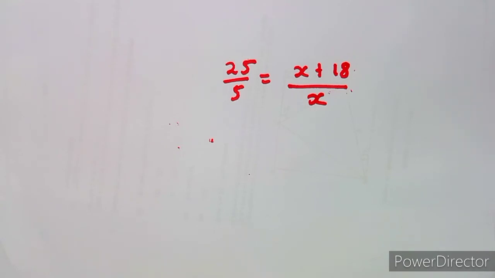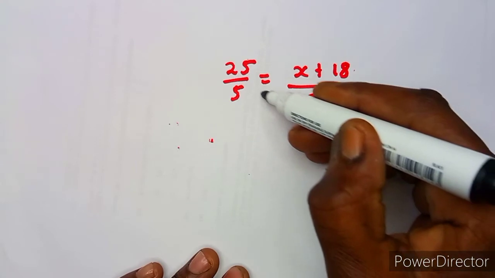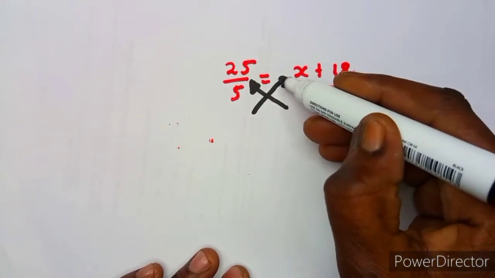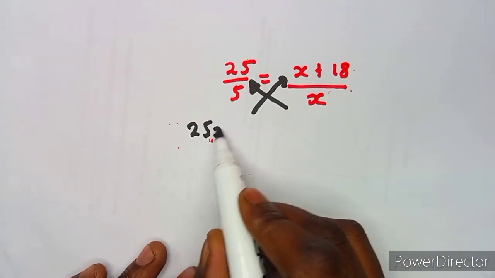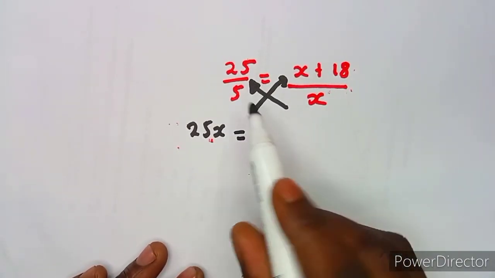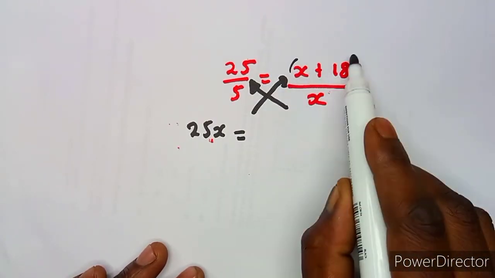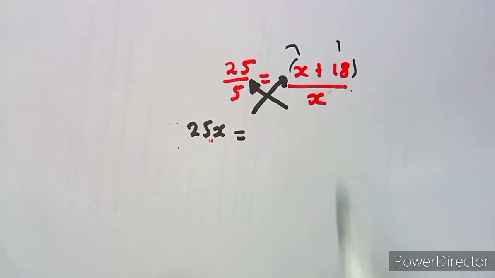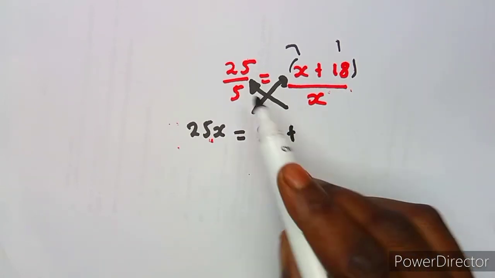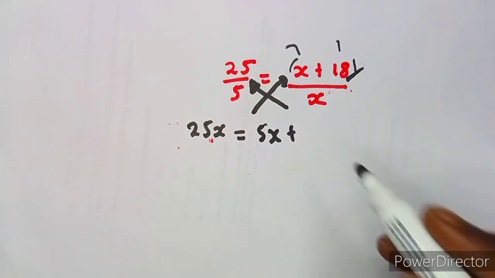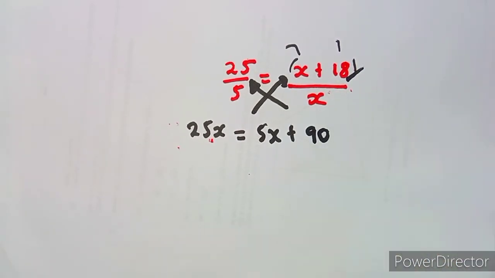So how can we solve for X? We are going to cross multiply. That's 25 times X, which is 25X, is equal to 5 multiplied by everything. It's going to multiply X and it's going to multiply 18. So we have 5 times X, which is 5X, plus 5 times 18, which is 90 from your calculator.